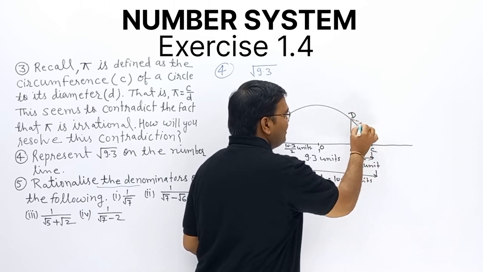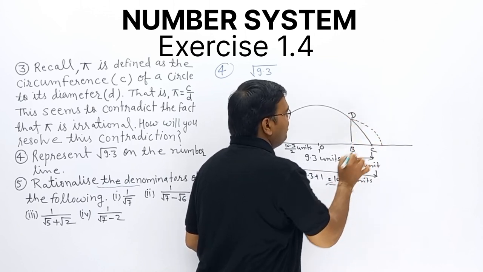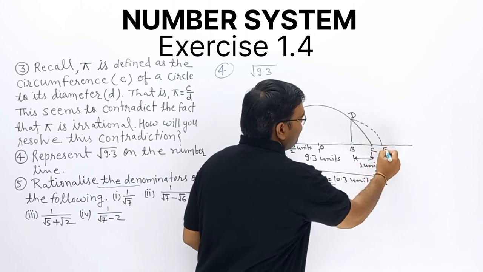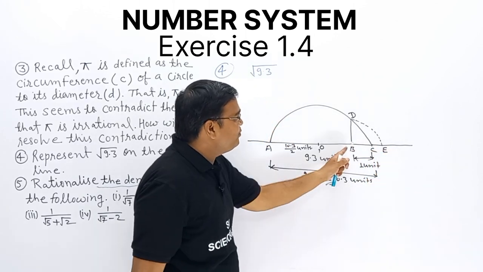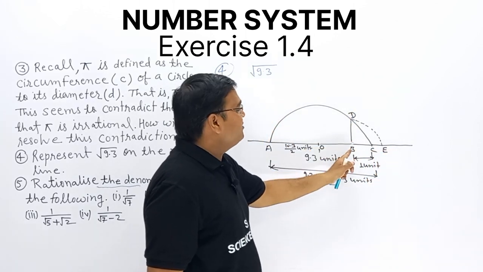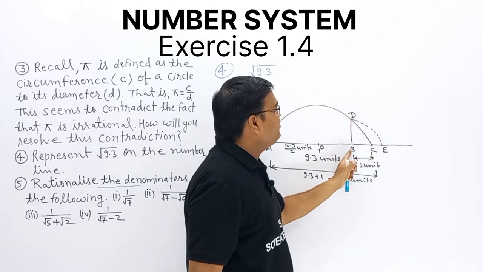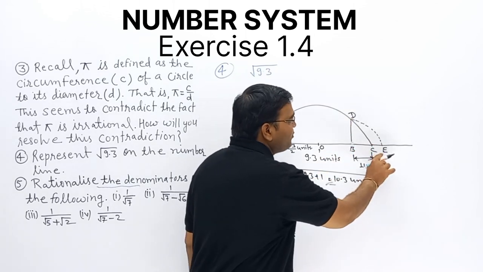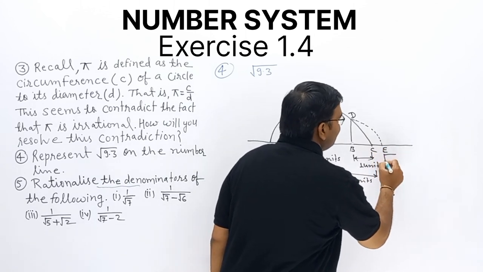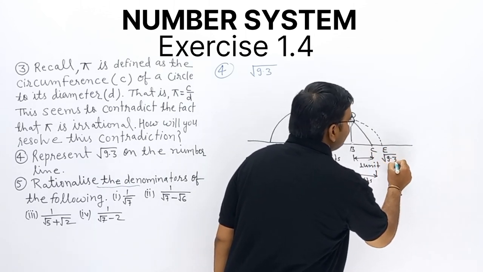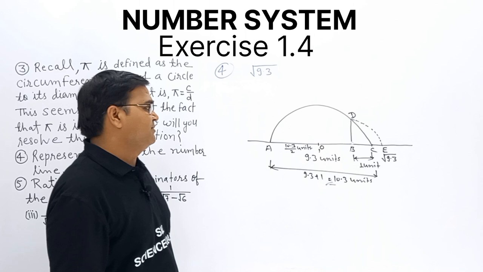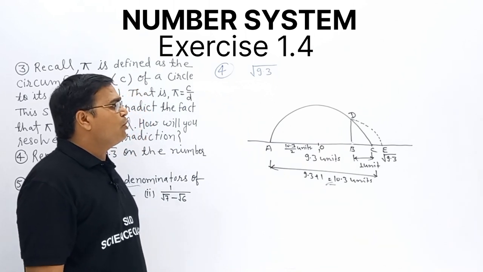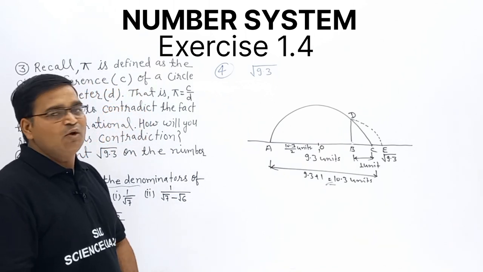Then we are getting this. It means we put the point E there, so BD and BE are the same. And whatever point we are getting, this will be the root of 9.3 on the number line.